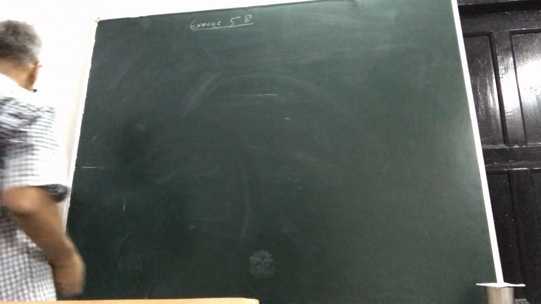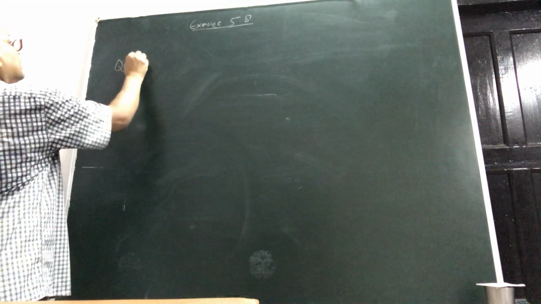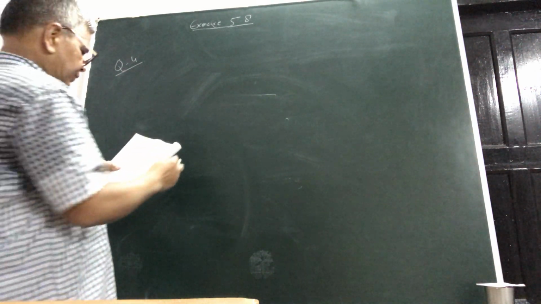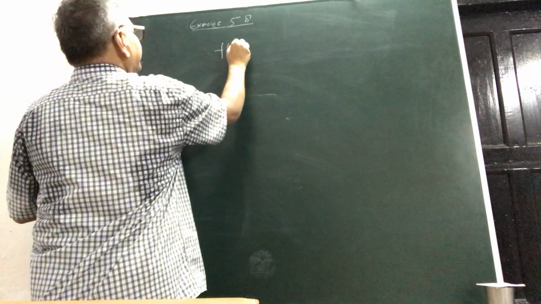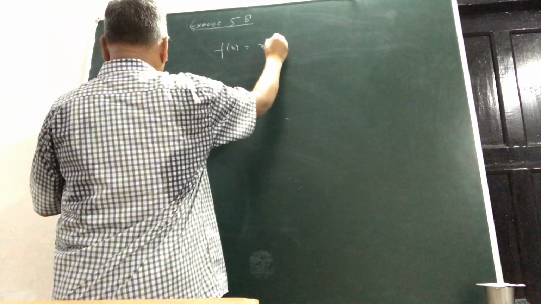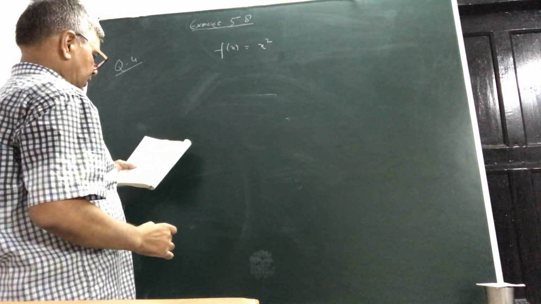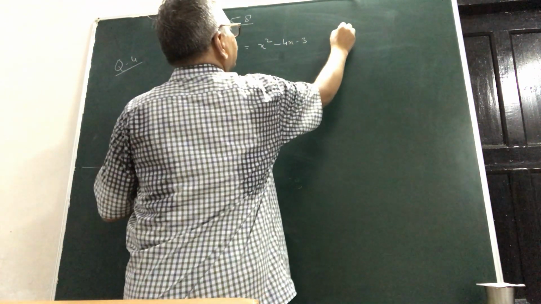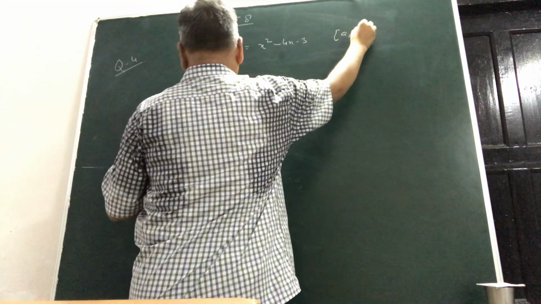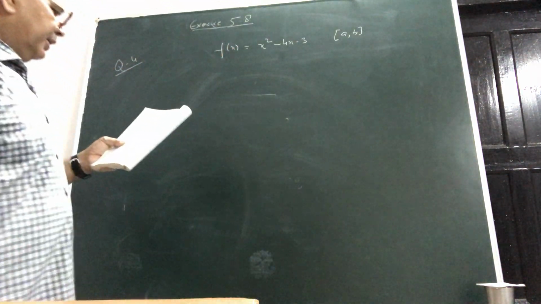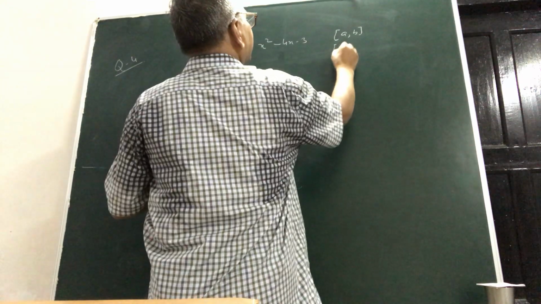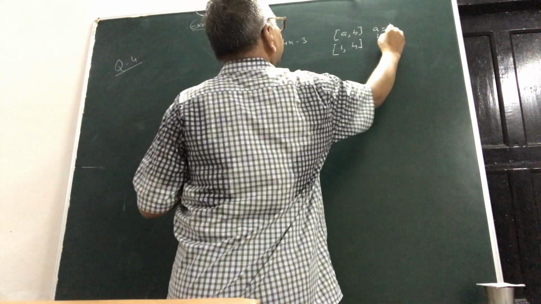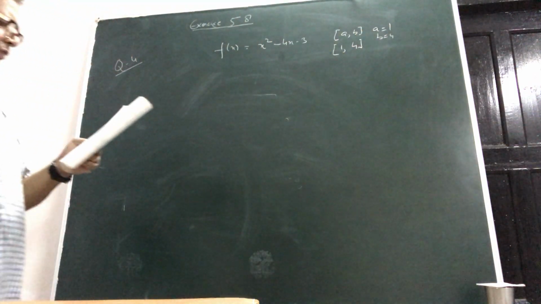Yes, question 4. Please verify the mean value theorem if f(x) is equal to x squared minus 4x minus 3 in the closed interval a to b, where a is 1 and b is 4. So it will be in the closed interval 1 to 4.